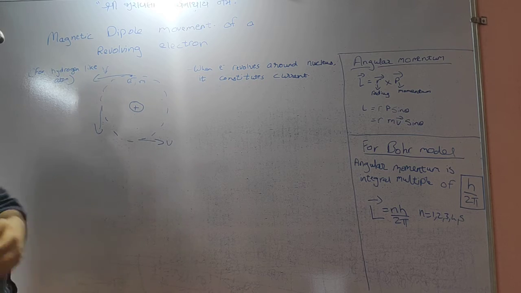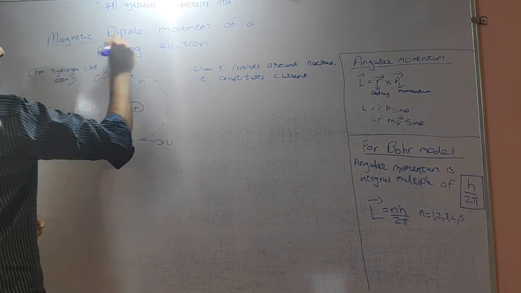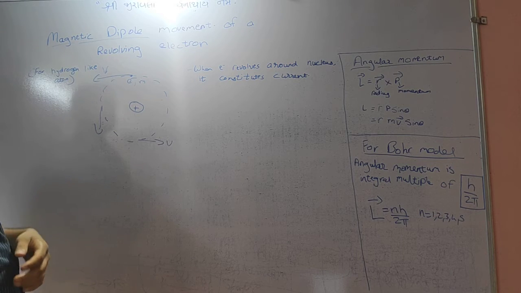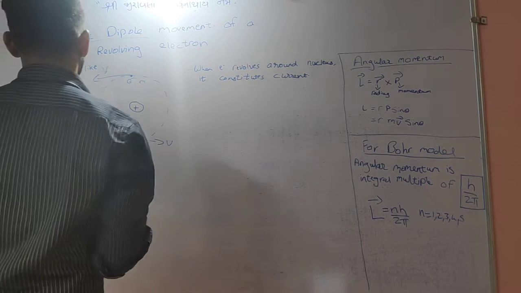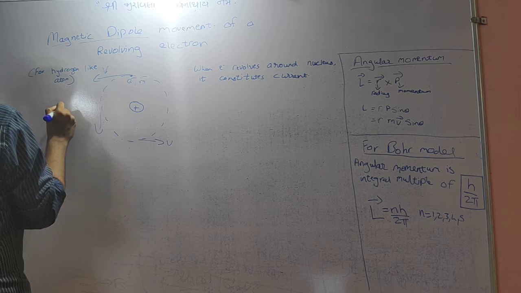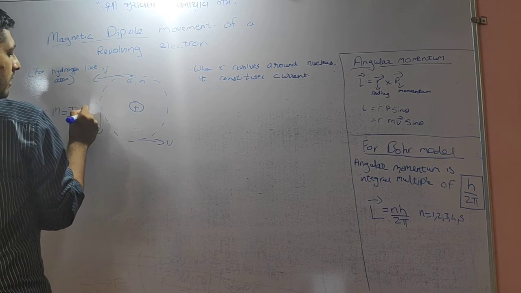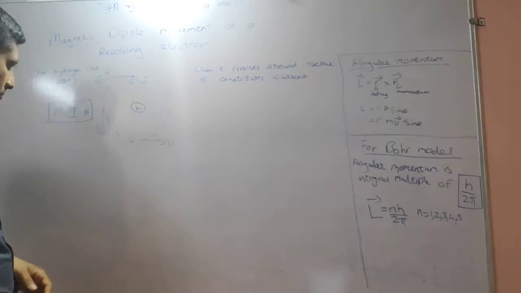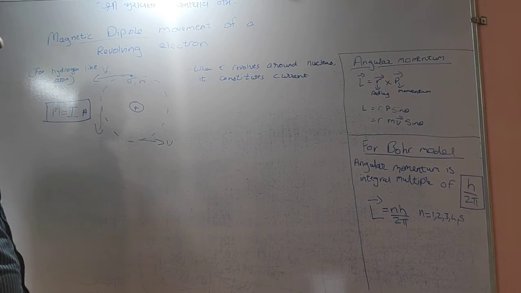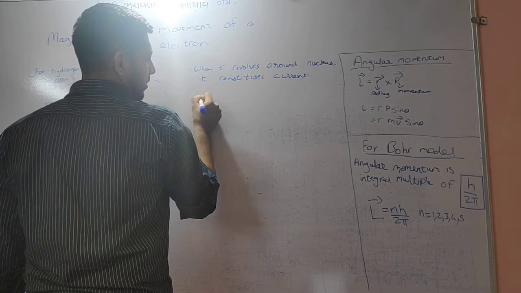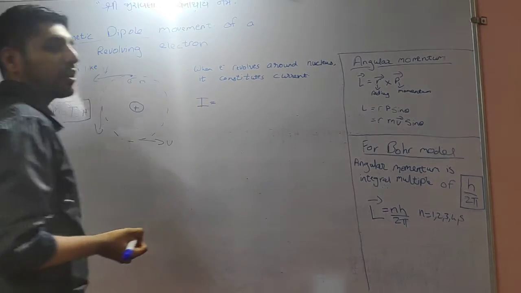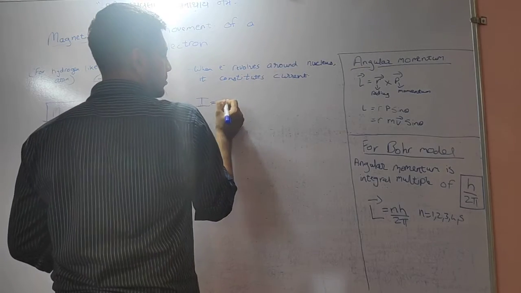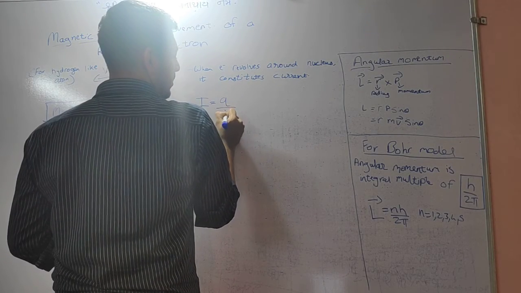Now what is our aim? Our aim is to find the magnetic dipole moment. We studied in the last lecture the formula for magnetic dipole moment. I'll write over here: M equals I A. We need to find this. So what is the formula for I? Current is charge flowing per unit time, or rate of flow of charge, so I can write Q by T.